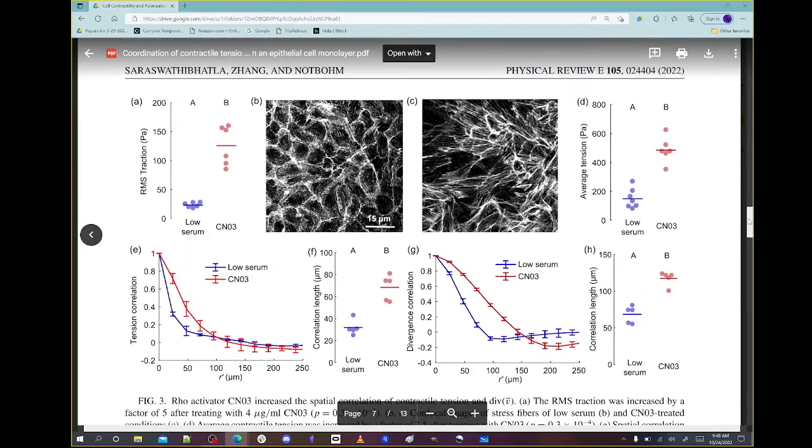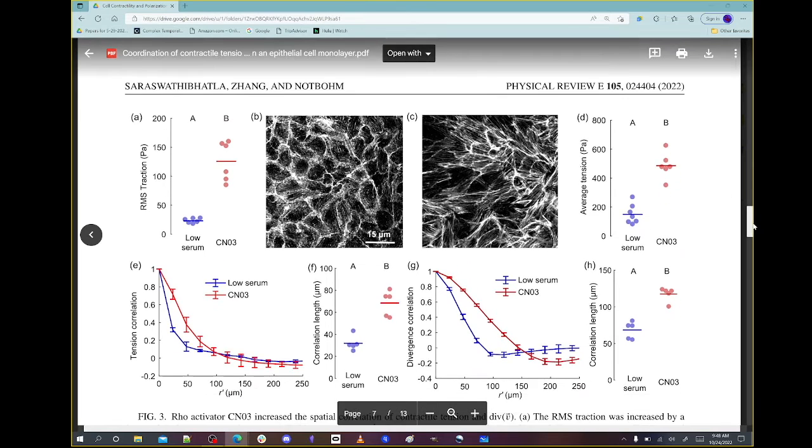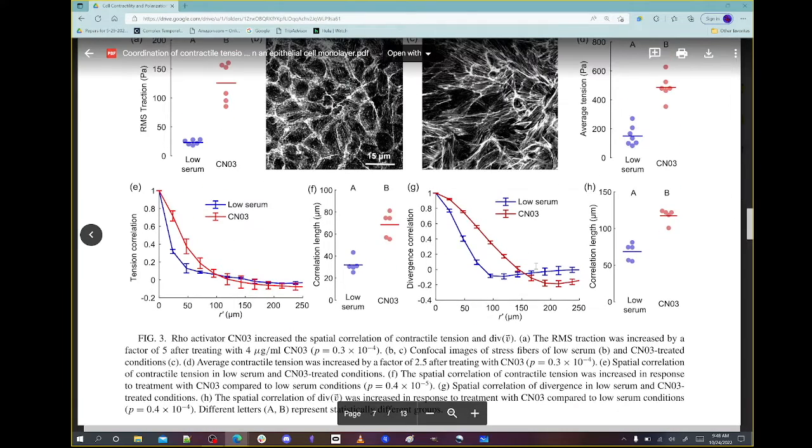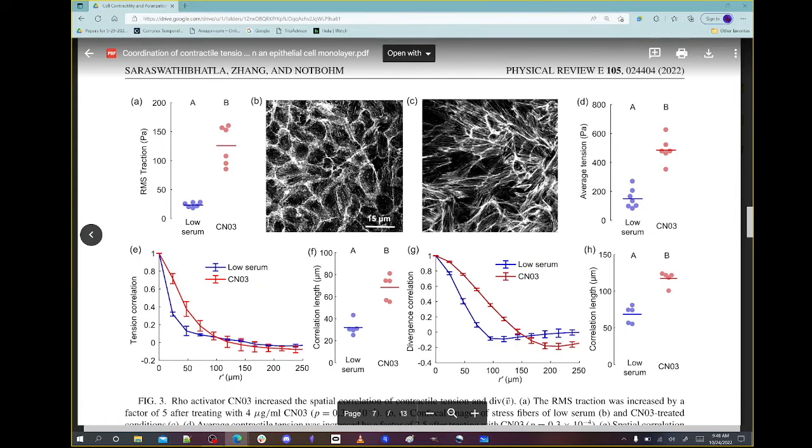In this case here, these two figures, B and C, are confocal images of stress fibers of low serum and CNO3 treated conditions. So you can see this is the low serum condition, this is the treated condition. And in this case, the traction is much higher for the treated condition. The average tension is also higher.